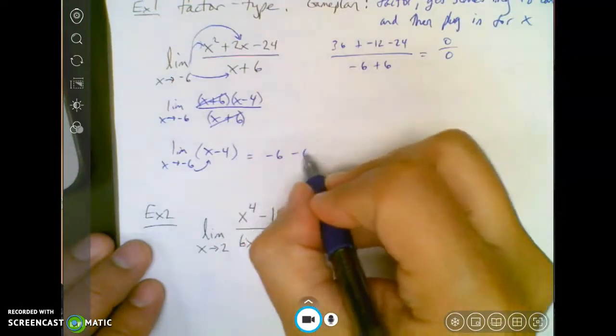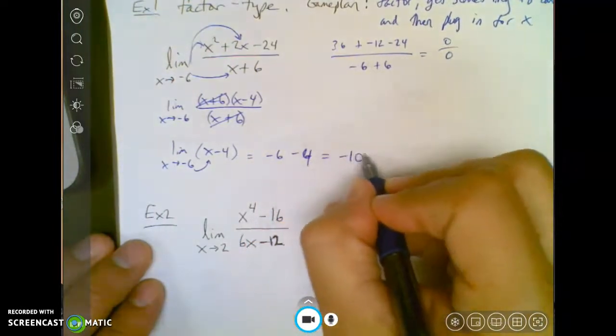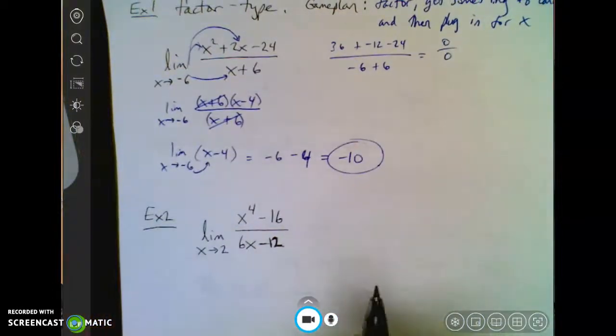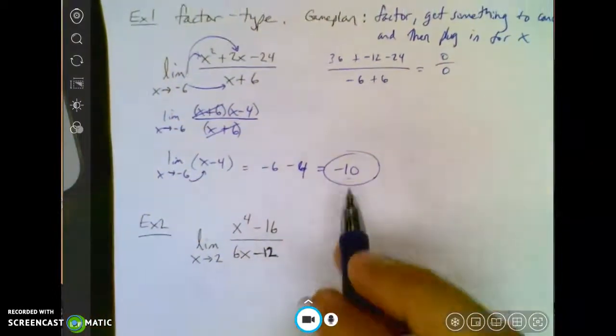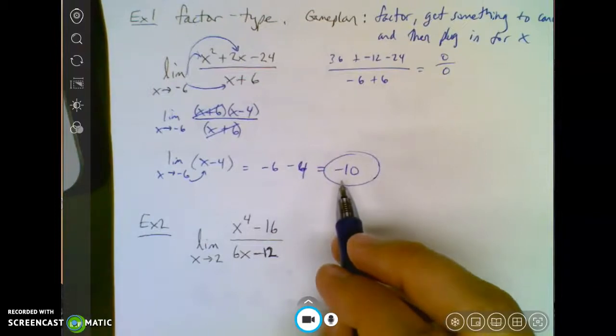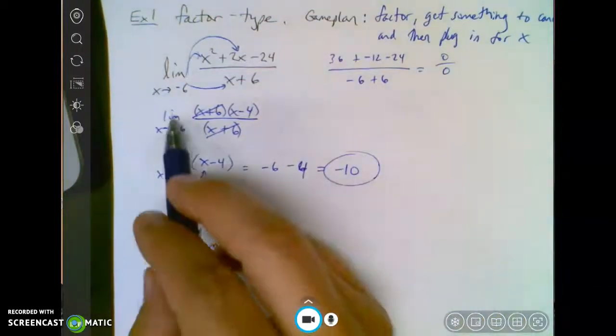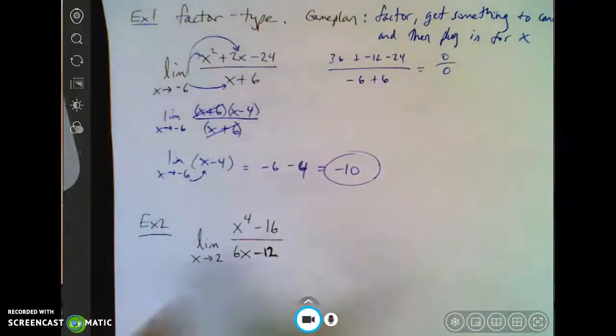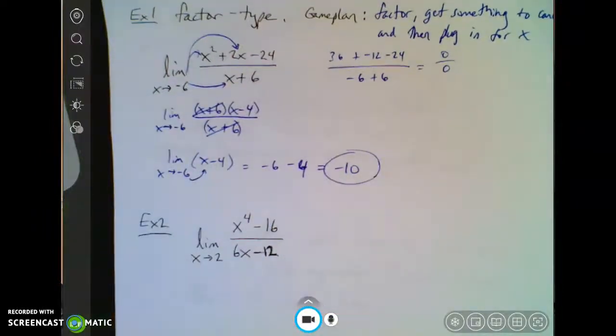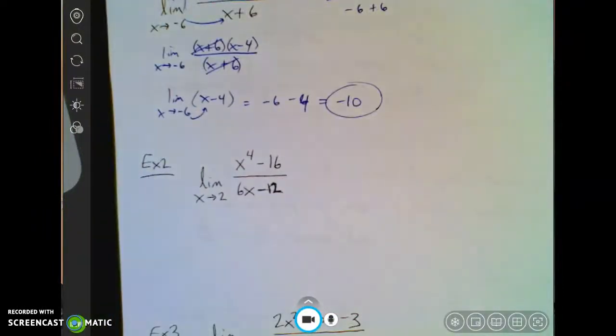-6 minus 4 is -10. There's my answer. I guarantee if you checked on a graph, the y value of the graph approaches -10 as x gets to -6. Clearly, you're not allowed to get there, but it's what it approaches. All right, same deal on the next one.